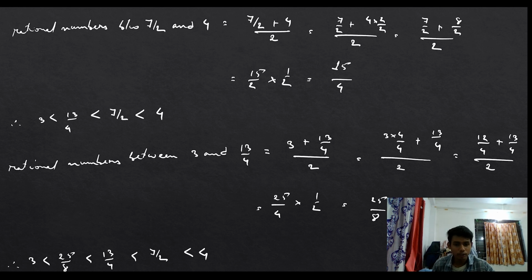Now we will find rational numbers between 7 by 2 and 4. Here comes 15 by 4 is less than 4. 1, 2, 3, 4. We are left with one last term, and we'll find it between 15 by 4 and 4.